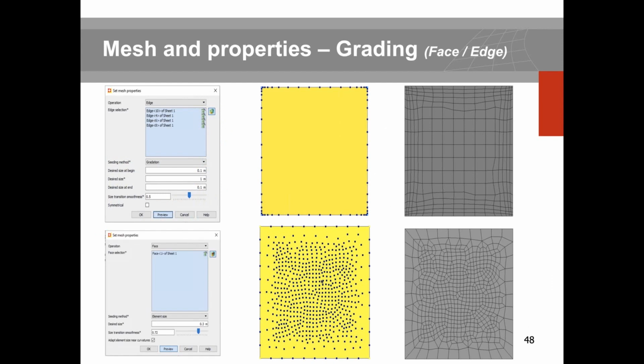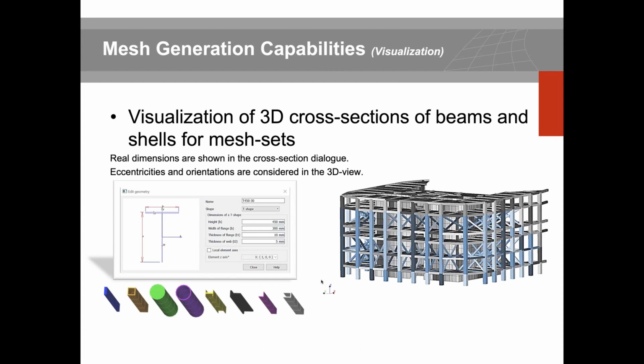You can also use grading to optimize your mesh. You have full control over the distribution of the nodes and elements on the edges or in the face. After meshing, you can visualize the type of section that you have assigned to the model based on the different profiles that we have in our library. This is done using the real dimensions, and it enables you to check the orientation and eccentricity, for instance. And here are the different types of profile that can be visualized with a 3D cross-section based on the dimensions that you have entered or the predefined ones.